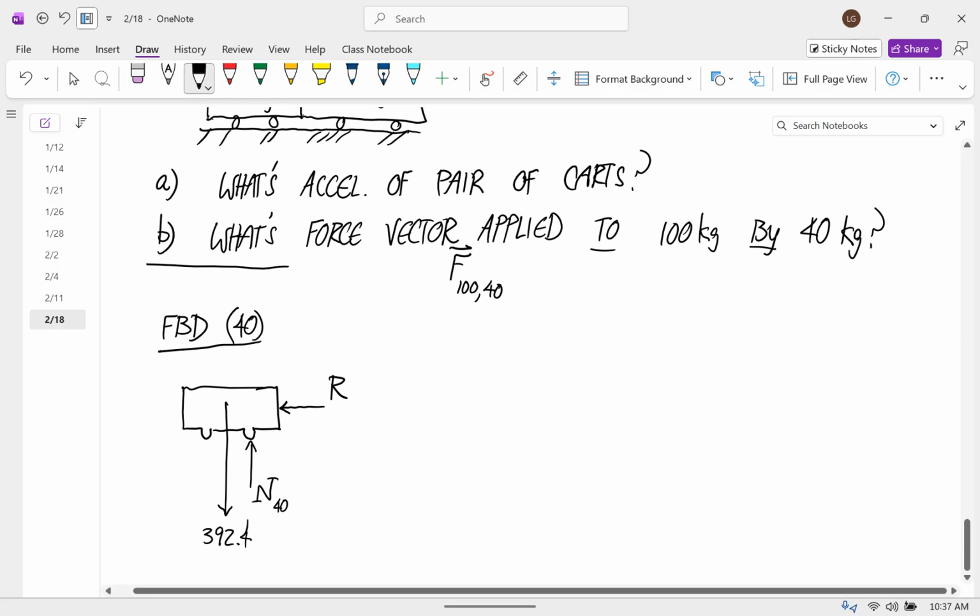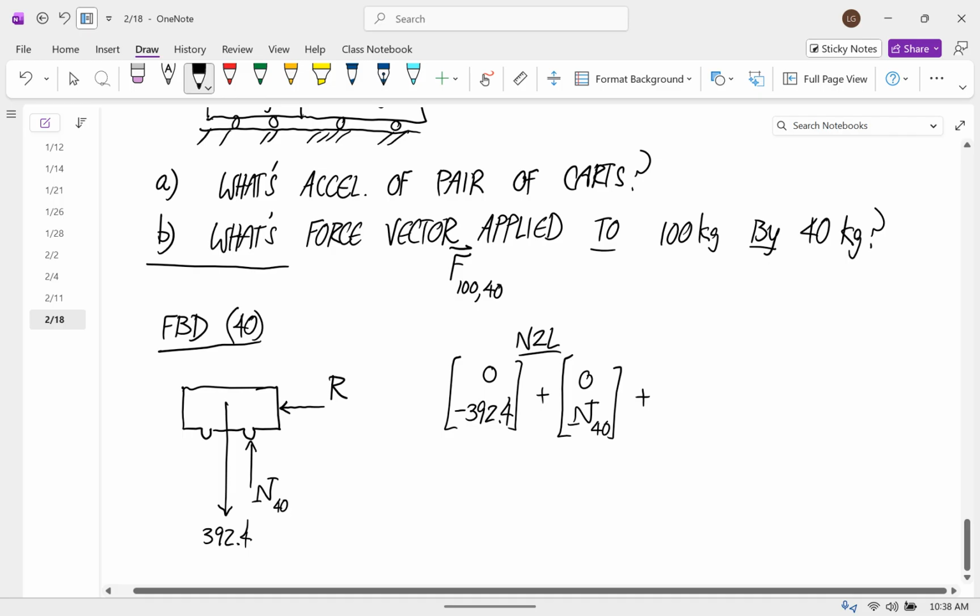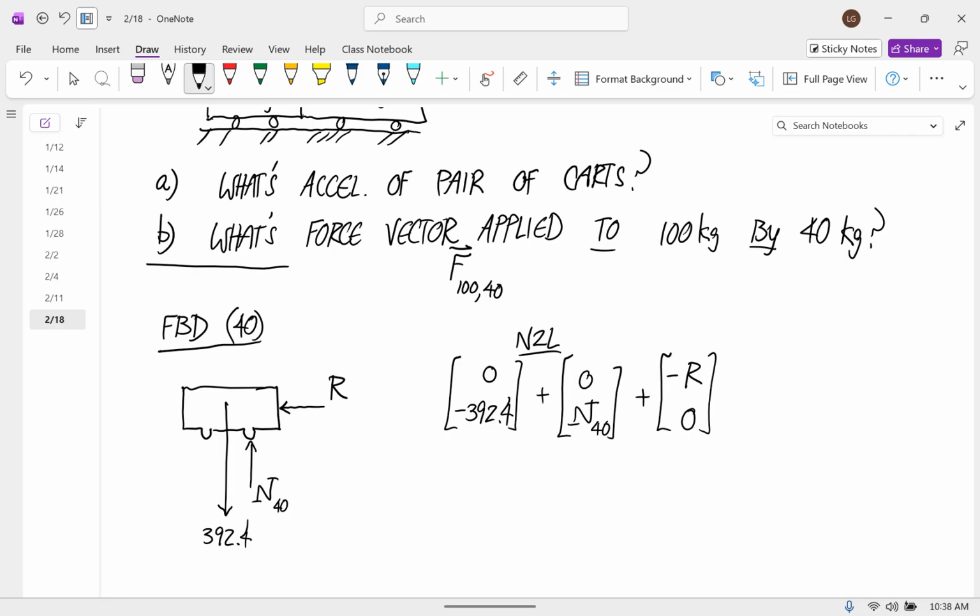So this is it. And now we can go to Newton's second law. And we have a force of 0, negative 392.4, 0 and 40, negative R, 0. And all that is equal to the mass times the acceleration.